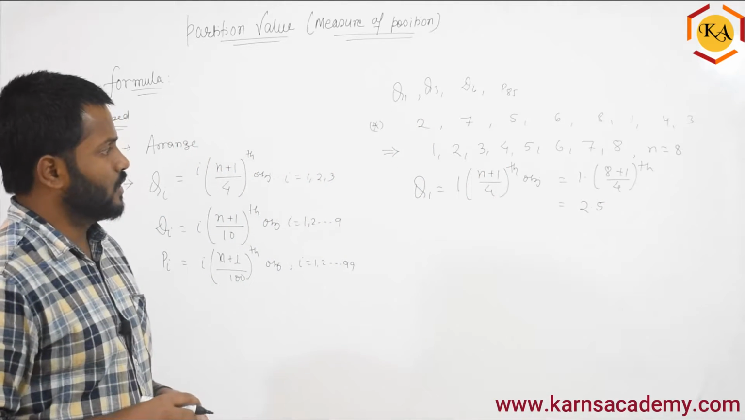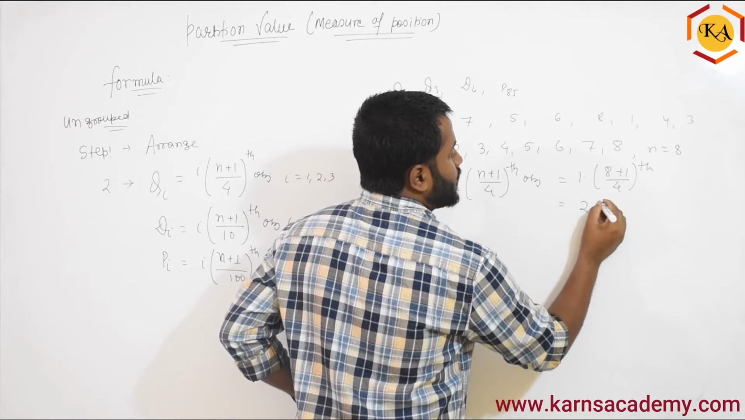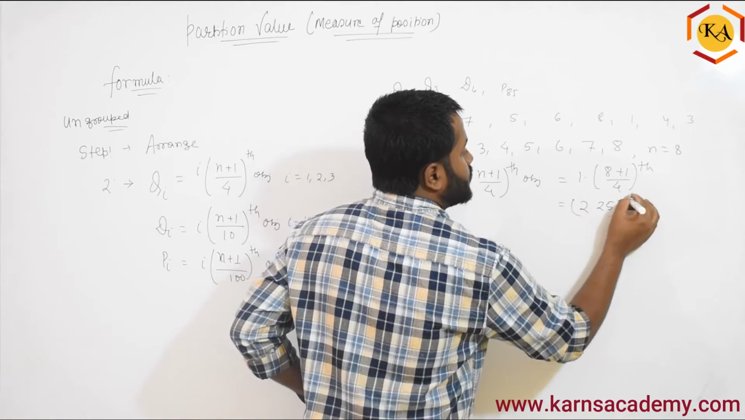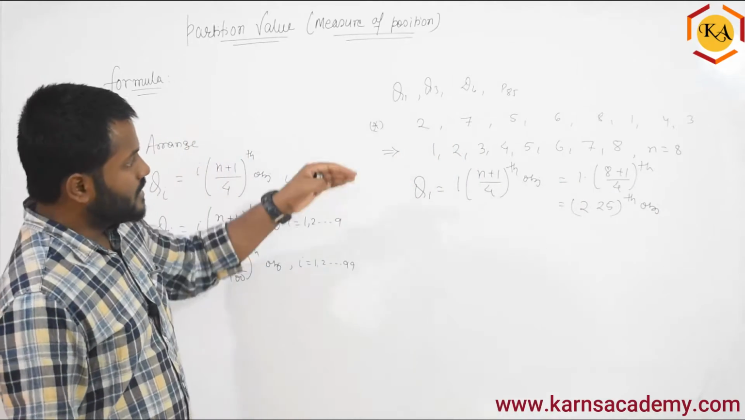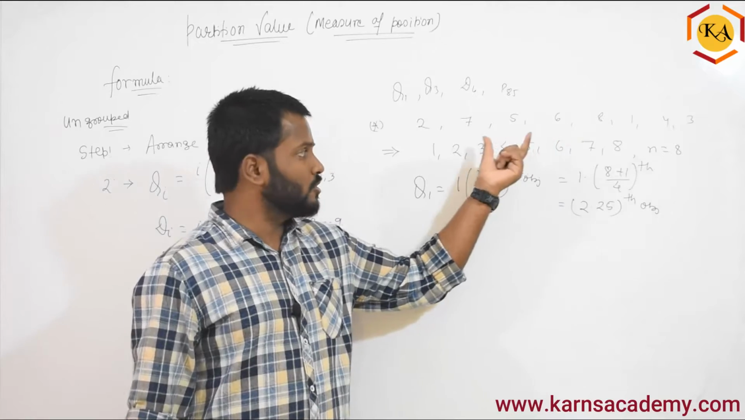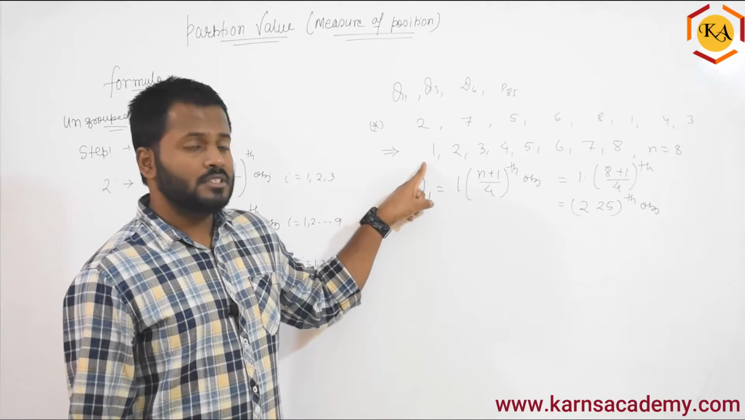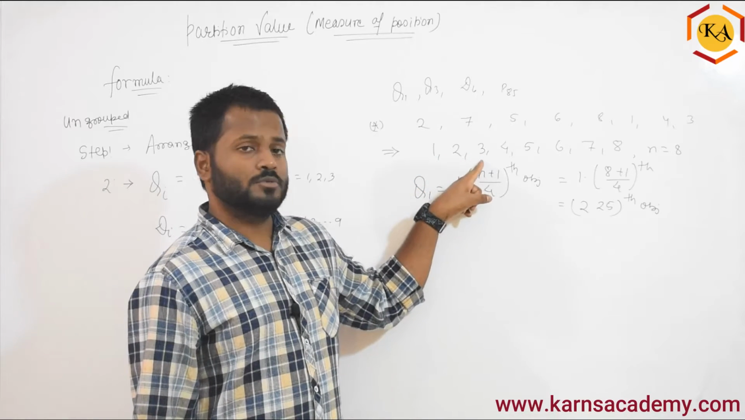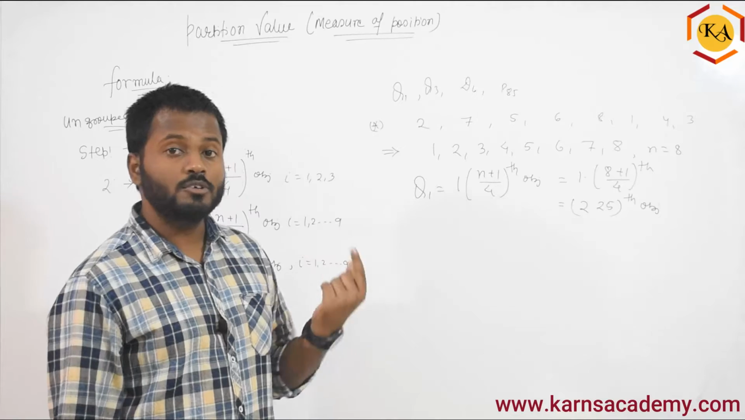Is it correct? No, 2.5, no, 2.25. Sorry, so 2.25th observation. Now tell me one thing. This is your data, and from here you are finding quartile, percentile, decile, whatever it is. This is the first observation, this is the second observation, this is the third observation. Do we have a 2.25th observation? No, we don't have. So how do we solve?